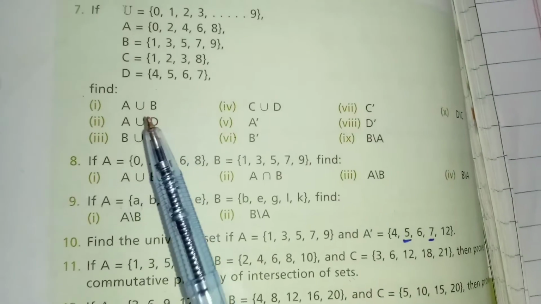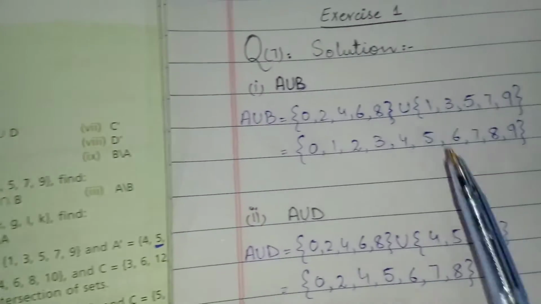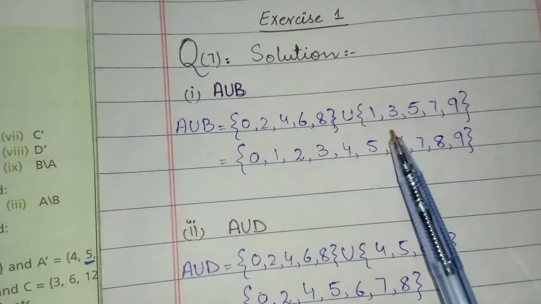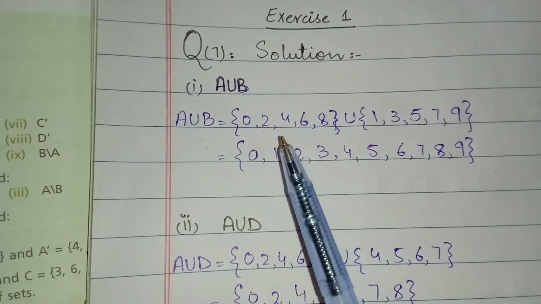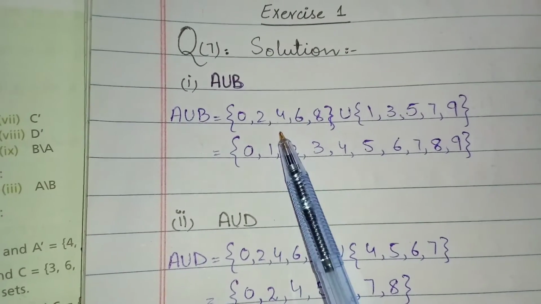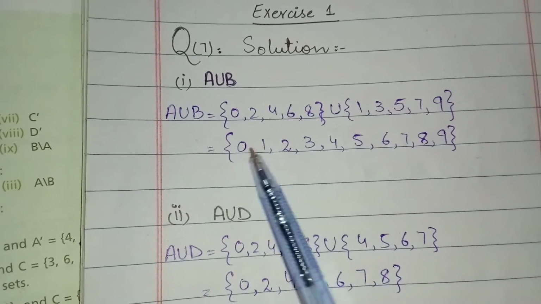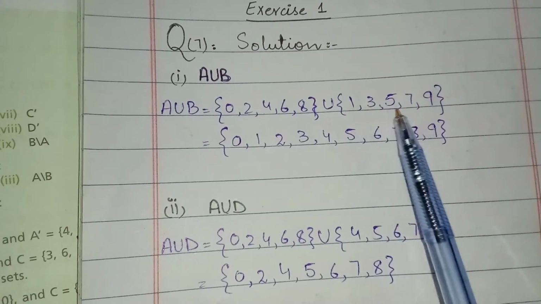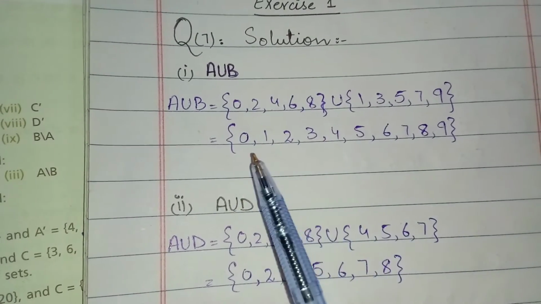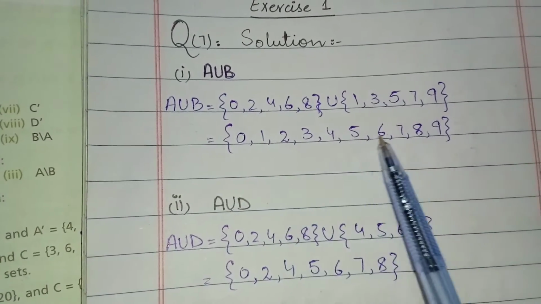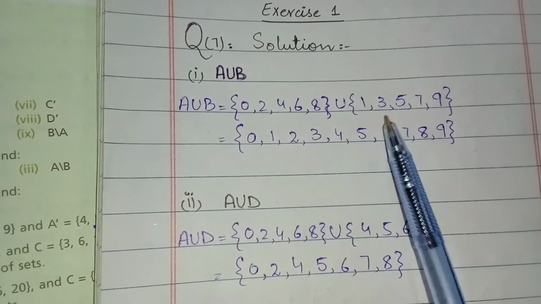First of all, we have to find A union B. A is equal to 0, 2, 4, 6, 8 and B is equal to 1, 3, 5, 7, 9. In the union of A and B we have to write all the elements that are contained in set A or in set B. So I will write them in order: 1, 2, 3, 4, 5, 6, 7, 8, 9. These are the elements which are contained in the set A or in the set B.